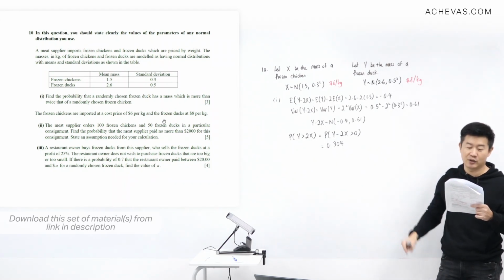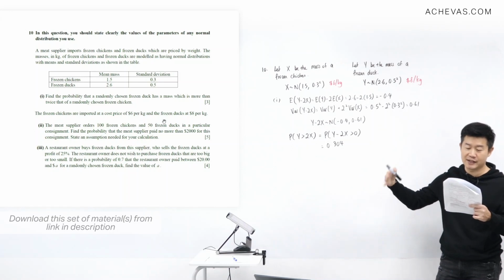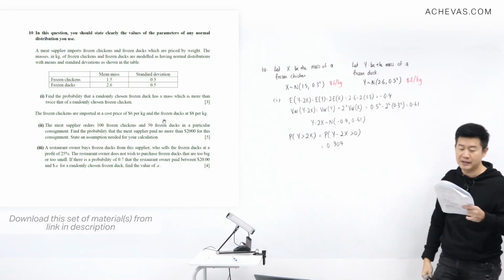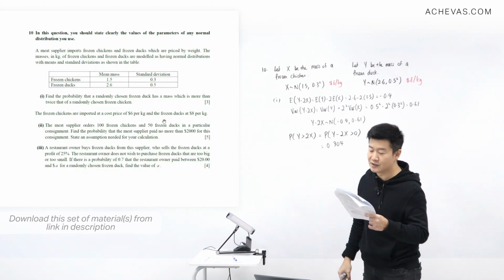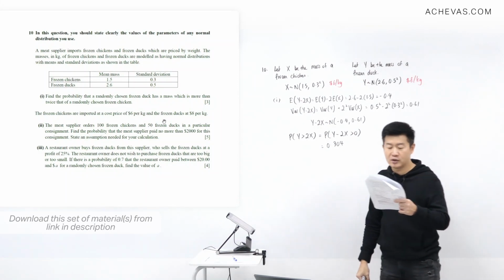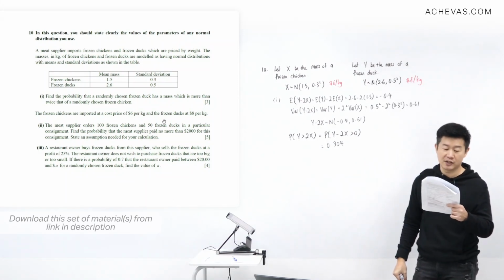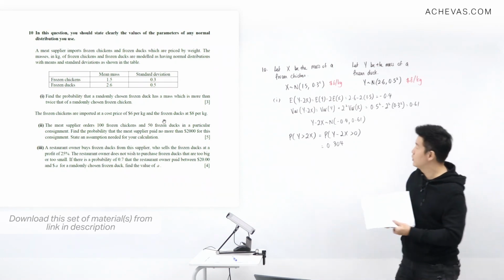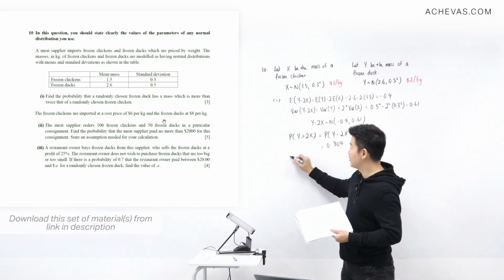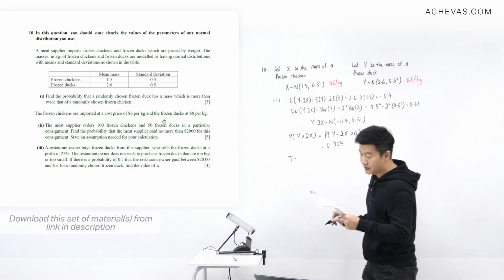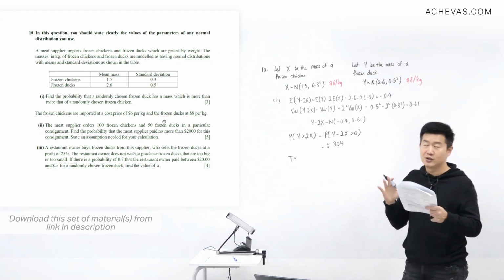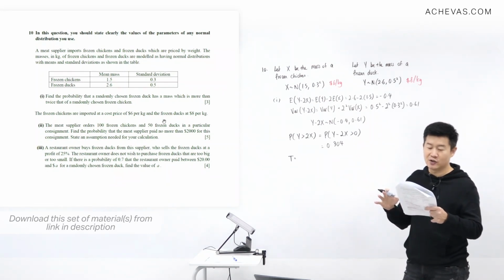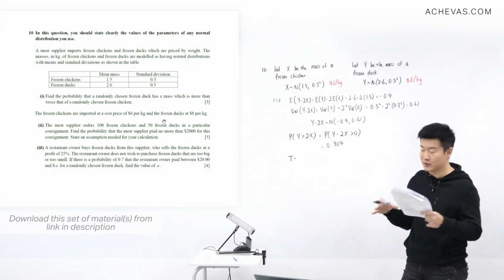And this supplier is going to be ordering this number of frozen chickens and this number of frozen ducks. We want to find the probability that the supplier is not going to be paying more than $2,000 for this consignment. So we are looking at the total. I'm going to let the total be T, okay? The total is going to be the total cost of purchasing 100 chickens and how many? 50 ducks. 100 frozen chickens and 50 frozen ducks.